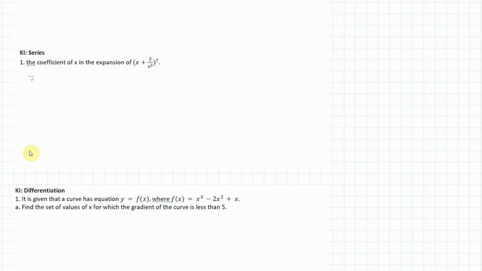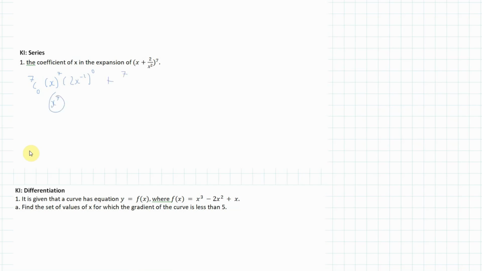Let's do our first one. So it'll be 7 choose 0 times x to the power of 7 times 2x to the power of negative 2, to the power of 0. So obviously you're going to get an x to the 7 kind of result here.